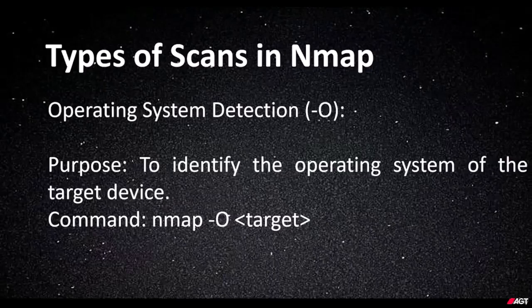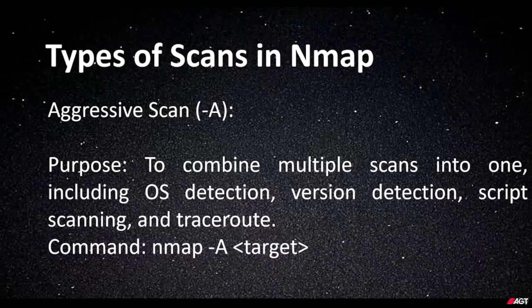Okay, next we have to detect the operating system. For that you can use the -O option. And then we have the aggressive scan. Aggressive scan is used to combine multiple scans into one, including OS detection, version detection, script scanning, and traceroute. So if you want to use the scan, just type the command nmap -A and mention the target IP address. Alright, so that's the aggressive scan.